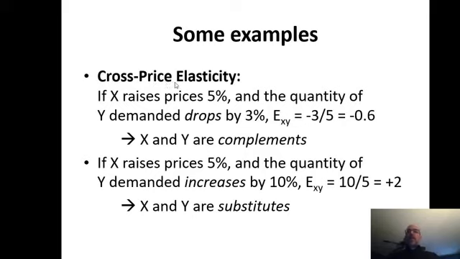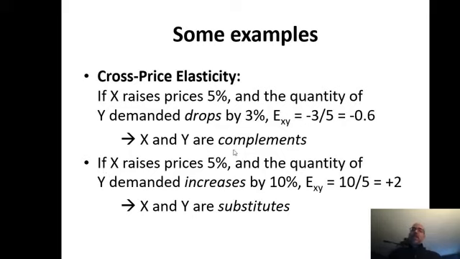You can have cross-price elasticity. If X raises prices 5%, quantity of Y demanded drops. So I raise my price and it hurts you. You can say, well, 3% over 5%, quantity over price, 3 over 5, is negative 0.6. Now, you cannot drop the negative sign here, right? So this drops is important. It's basically 0.6, okay? It is negative. X and Y are complements.